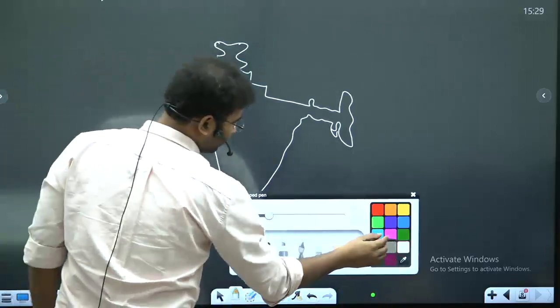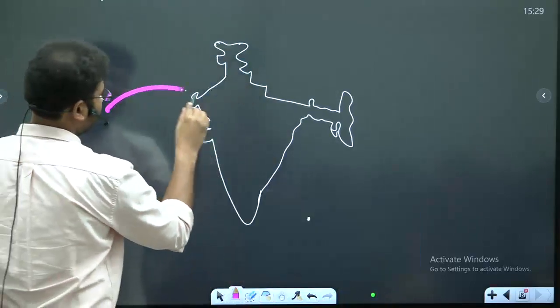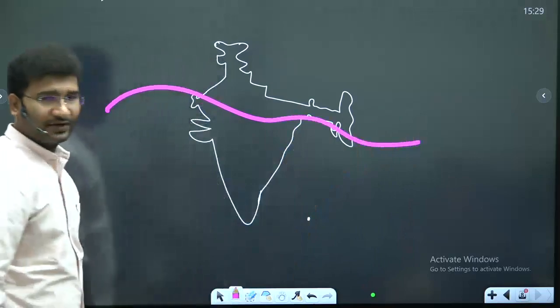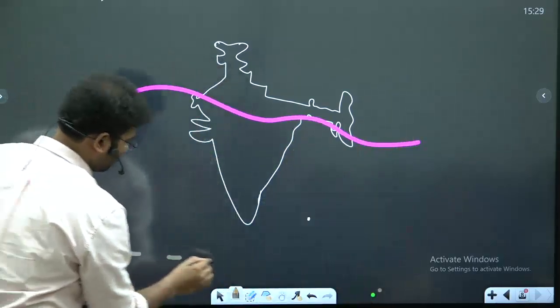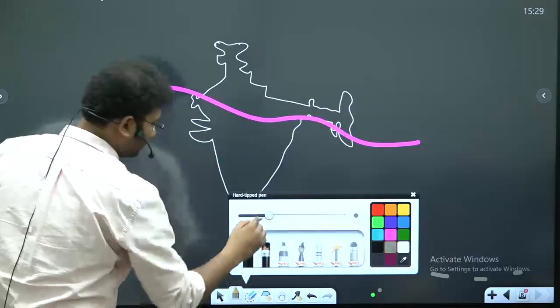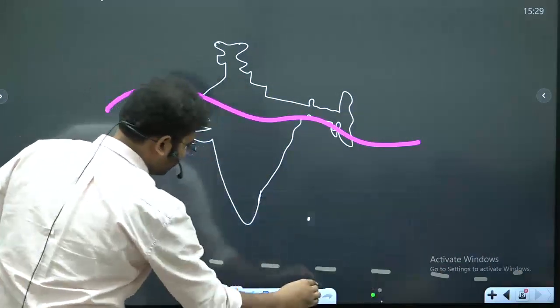Where is your ITCZ zone? It is somewhere here, right? That means the equator is, this is your equator. The movement of the winds is like this.